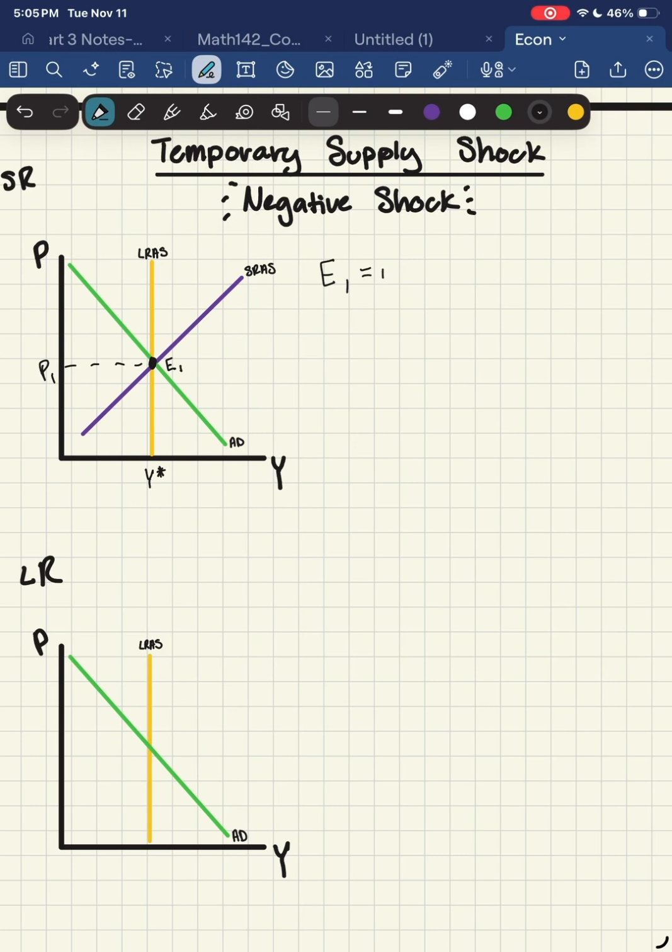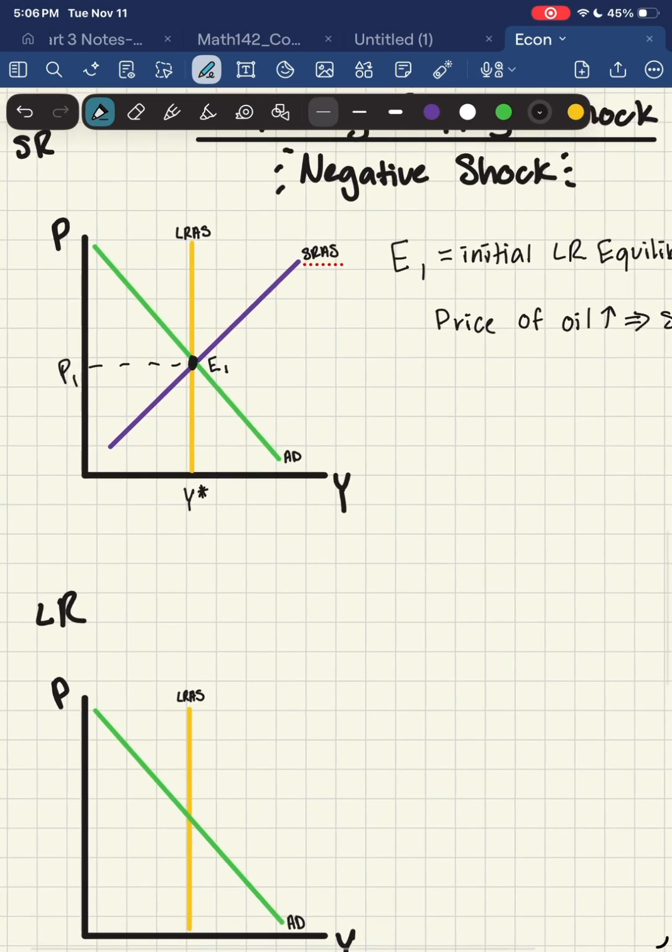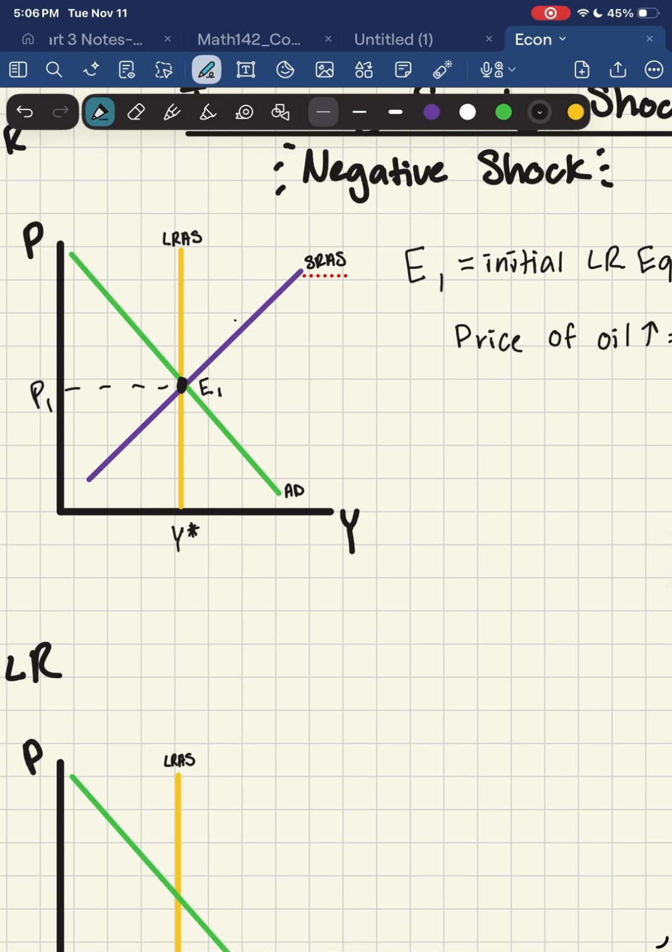So E1, like I said, is going to be the initial long run equilibrium. And then for our example, we are going to say that the price of oil increased. So we're just going to go ahead and write that. Price of oil increasing. And then this is going to cause the short run aggregate supply curve to shift to the left, or to decrease. And then we'll go to our graph and show that with the arrows going to the left and then drawing our new line.